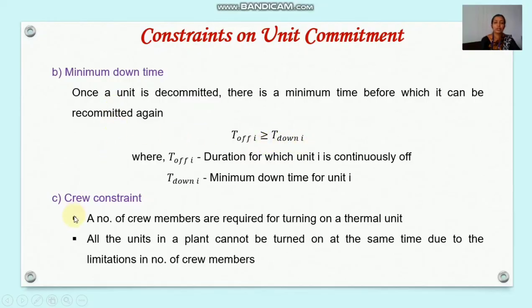So next one is the crew constraint, which is a very simple constraint. This constraint states that in order to turn on or turn off a particular unit, a number of crew members are required. A single person alone cannot operate a unit or turn on or turn off a unit. So a number of persons are required near that unit when it is turned on or turned off. That means all the units in a particular thermal power plant cannot be turned on at the same time. That is the crew constraint.